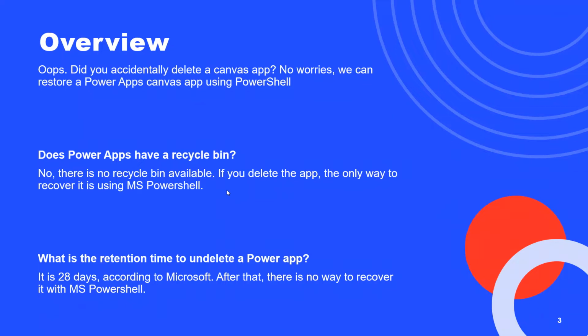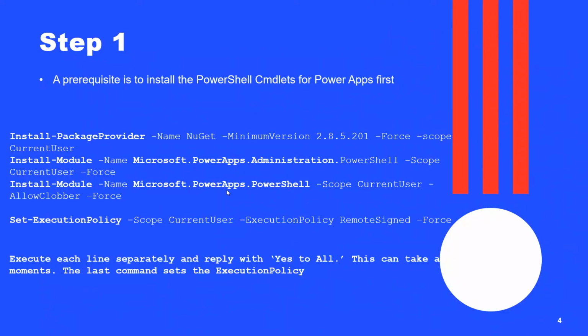So let's move to the steps of how we can recover our deleted Power Apps with the help of PowerShell. We need to open Windows PowerShell, and then we need to install a few commands that will act as prerequisites. The first command is Install-PackageProvider, and then we need to install a few modules for PowerApps, like Microsoft.PowerApps.Administration and Microsoft.PowerApps.PowerShell. And at the end, we need to set the execution policy. We need to execute each line separately and reply with yes to all. This might take some time.